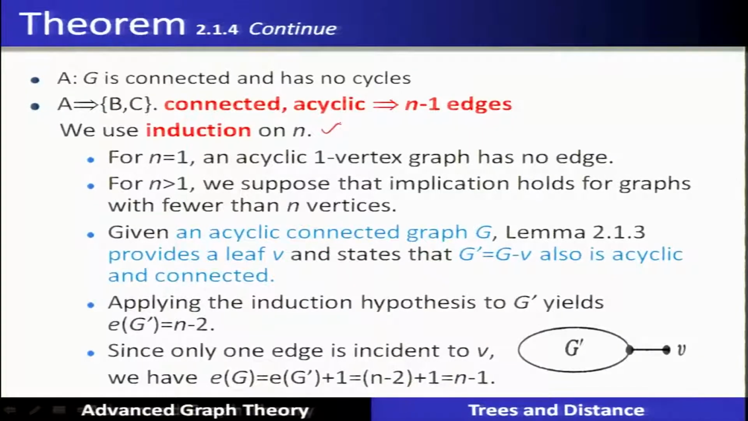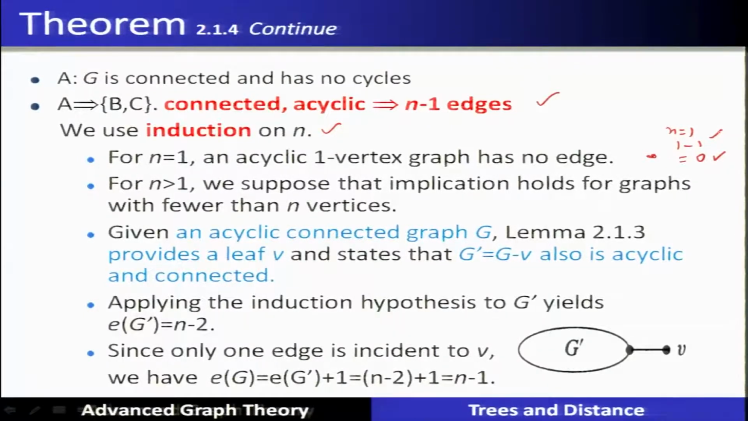For n equal to 1, an acyclic one vertex graph, how many edges are there? No edge. Hence, this statement, having n-1 edges, is satisfied. Why? Because 1 minus 1 becomes 0, and there are no edges when n is equal to 1. So this single vertex node is connected, acyclic, and has n-1 edges.